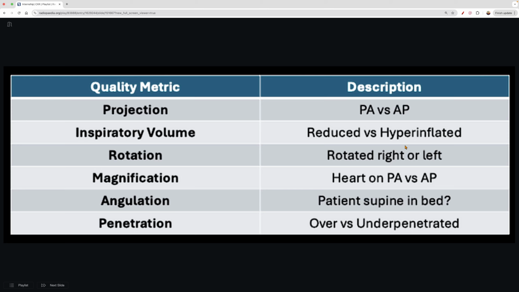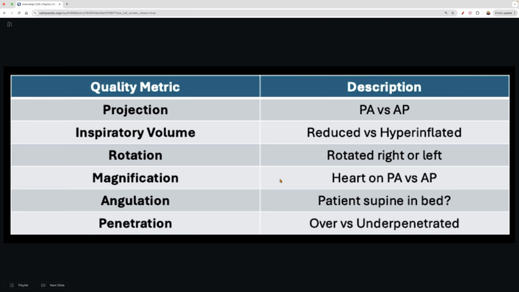It may be hard to maneuver them otherwise, depending on sedation and whatnot. In terms of magnification, this is how the heart size appears on a PA versus AP view. And then there could be angulation, the same idea of what can cause a rotation as well. And lastly, penetration refers to the X-rays.